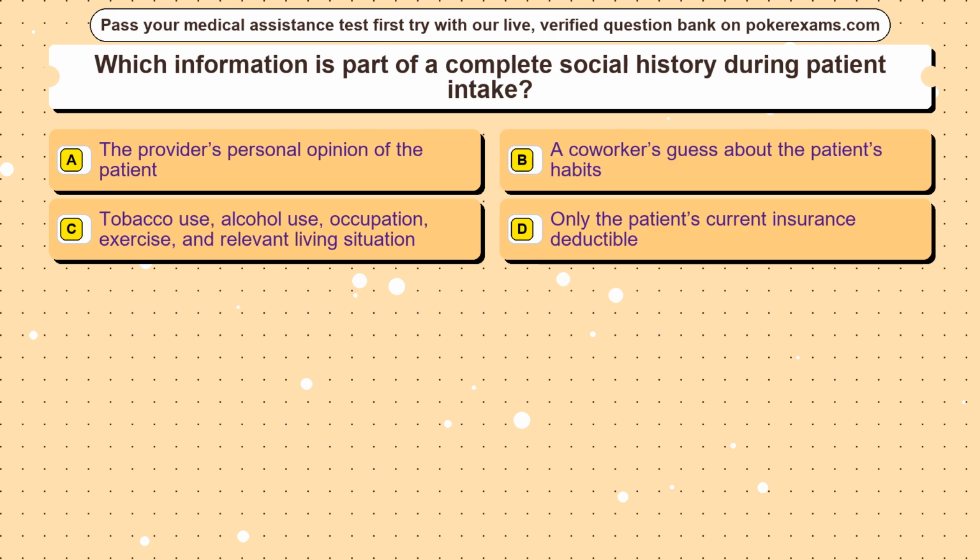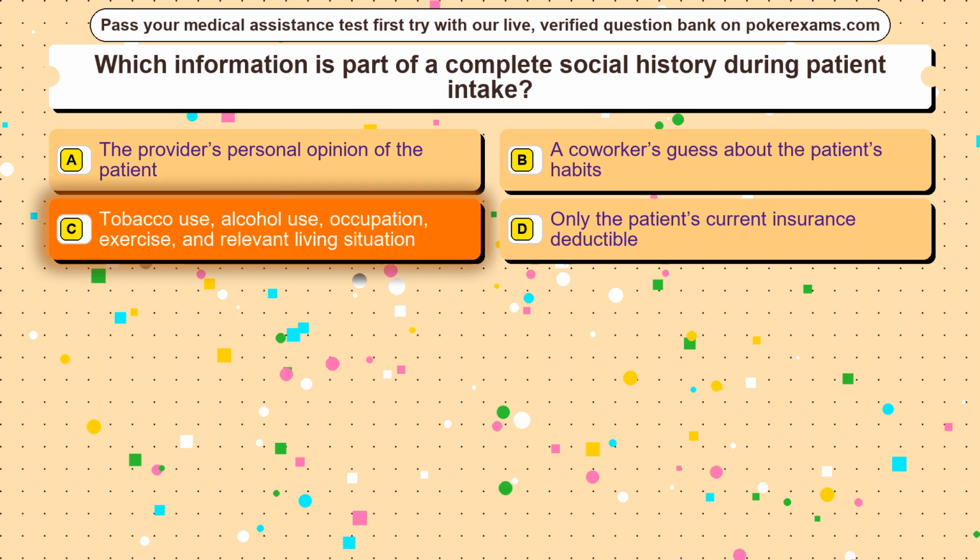Question 80. Which information is part of a complete social history during patient intake? Option A, the provider's personal opinion of the patient. Option B, a coworker's guess about the patient's habits. Option C, tobacco use, alcohol use, occupation, exercise, and relevant living situation. Option D, only the patient's current insurance deductible.